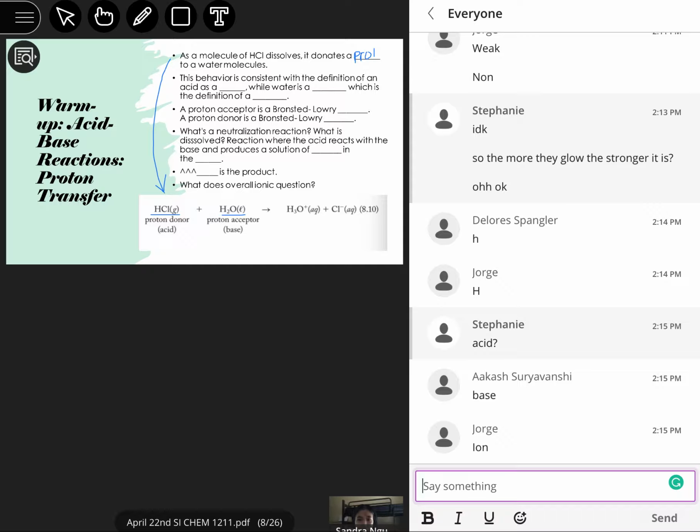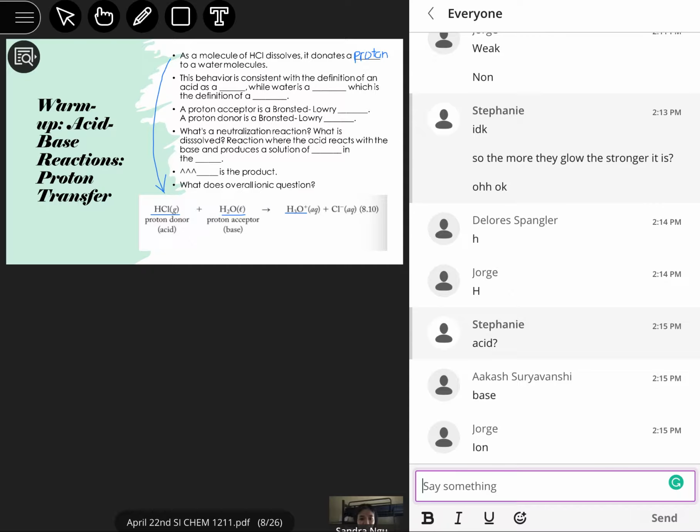So if she gave you multiple choice and said, what is this? And she didn't have an element, she didn't say acid or base or anything like that, you would know it is donating a proton. That's how you would know. And it's donating it to the water molecules, which is why it becomes H3O, right?